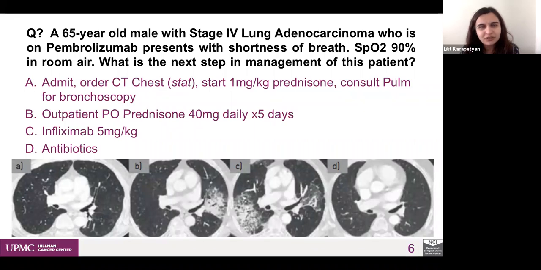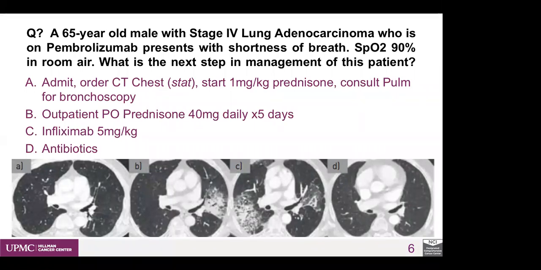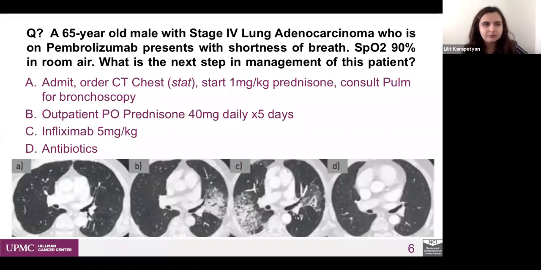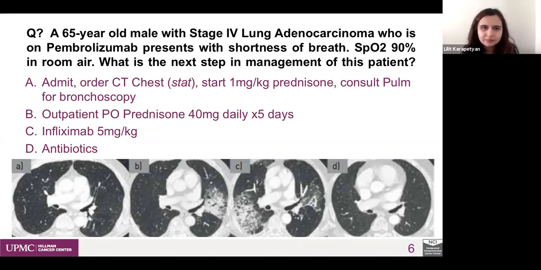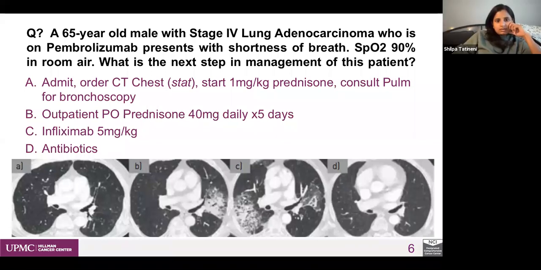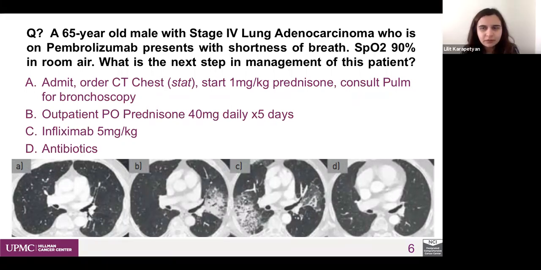So next question. I can read this one. 65-year-old male with stage 4 lung adenocarcinoma who's on pembrolizumab presents with shortness of breath, SpO2 90% on room air. What's the next step in management of this patient? So I think it's similar to this: high dose steroids, 1 milligram per kg prednisone, order a stat CT chest, and consult pulm for bronch. Sure, absolutely correct.